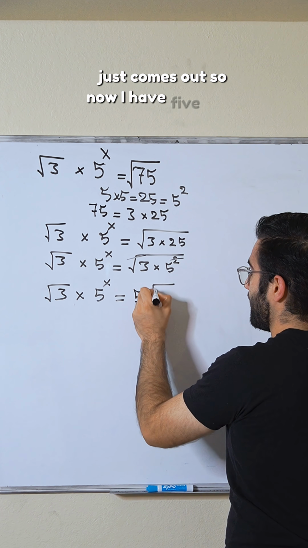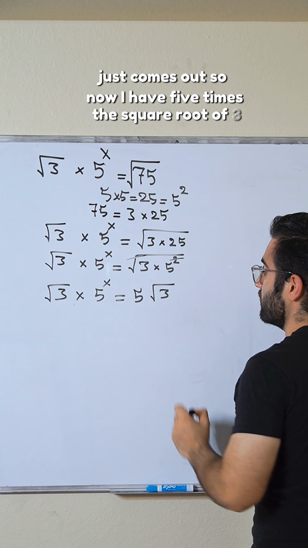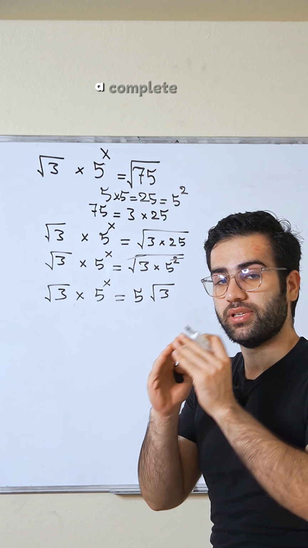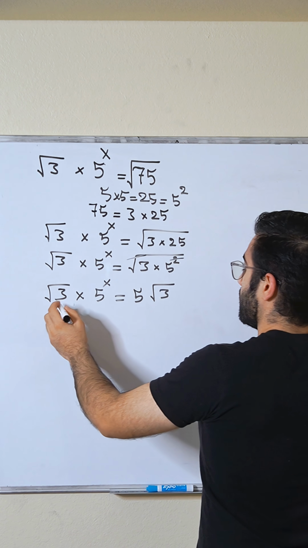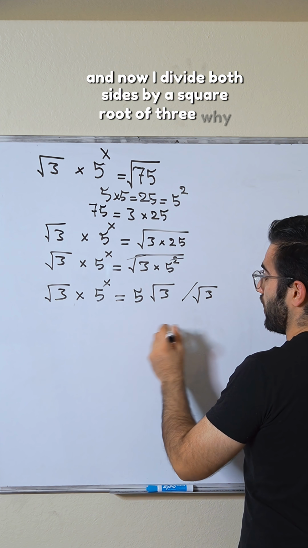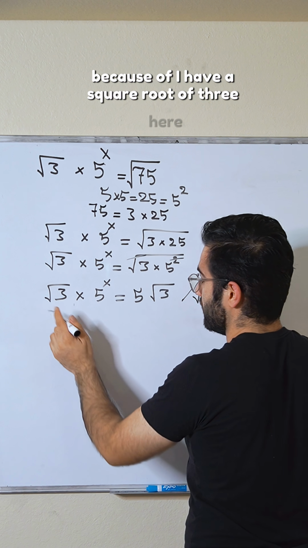So now I have 5 times the square root of 3. Why 3 cannot come out? Because it doesn't have a complete square root. And now I divide both sides by a square root of 3. Why? Because I have a square root of 3 here.